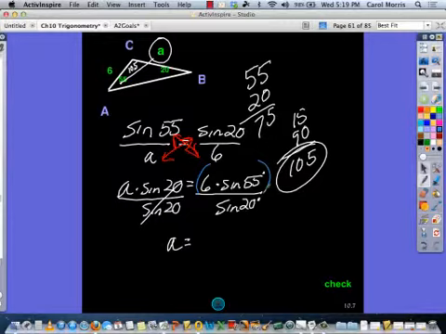So we've got 6 times the sine of 55, divide that by 20 degrees, and we should be at our answer. And our answer should be, as you can see, we got a check down here in the corner, 14.4 inches. Some of them will be whole numbers, some of them will not. This one is definitely not. So we're good to go with about 14.4 inches.